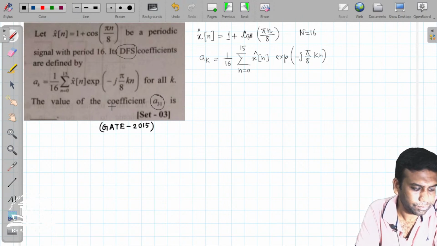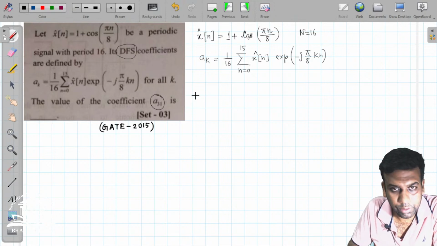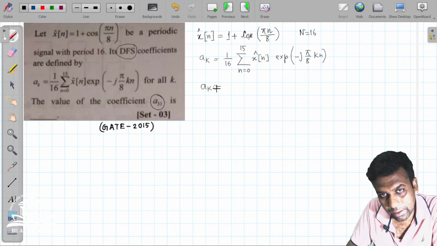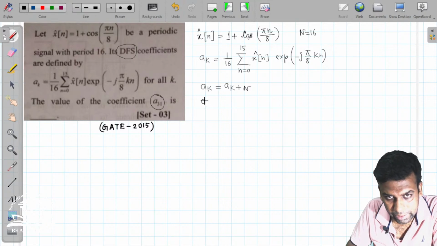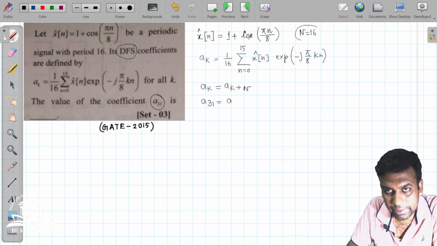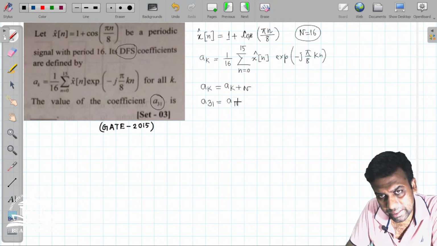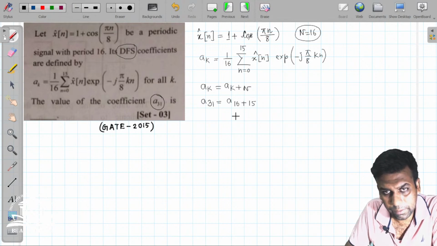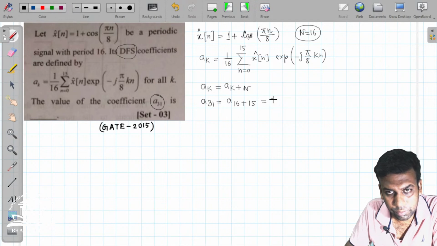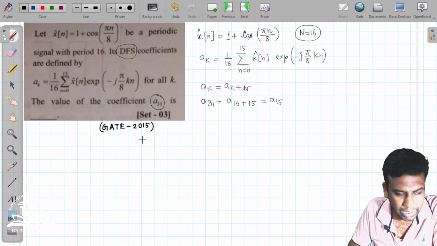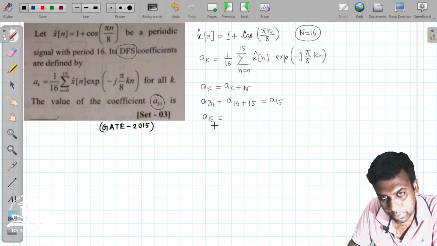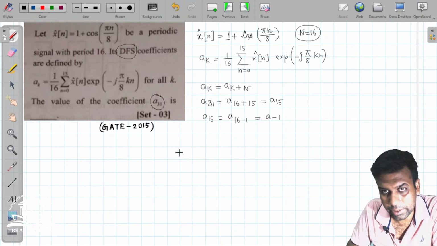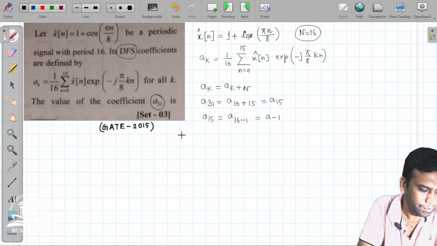Okay, now for the discrete Fourier series, we know that the coefficient ak must equal ak plus n. That means A31 can be written as, the period is 16, A16 plus 15. So it will be equal to A15. And A15 can also be written as A16 minus 1, which is equal to A minus 1.